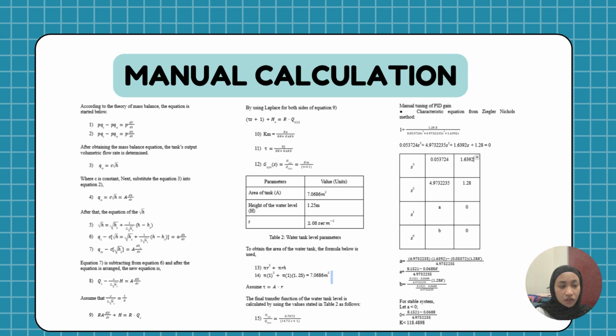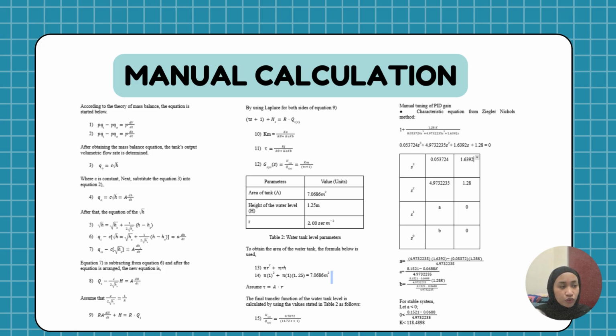To find the tau, we have to use the formula, which is the value of area multiplied by the value of R, so we get the value of tau. The last one, we have to put the final equation, the transfer function of the water tank level. We get the value 0.7072 over 14.72 s plus 1.